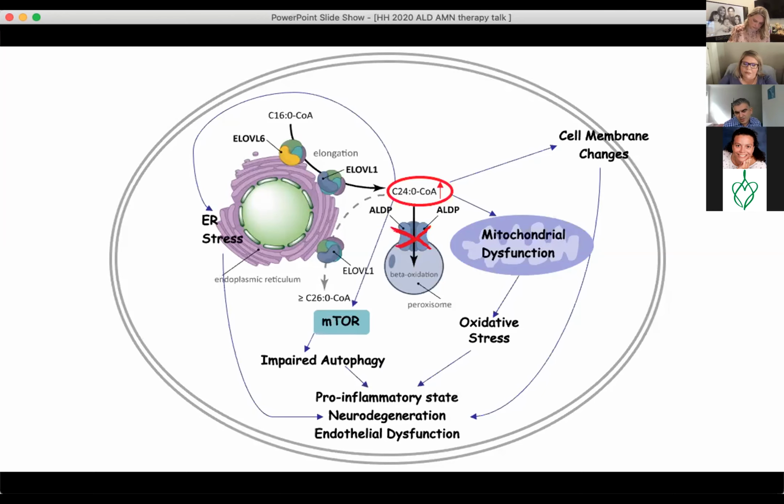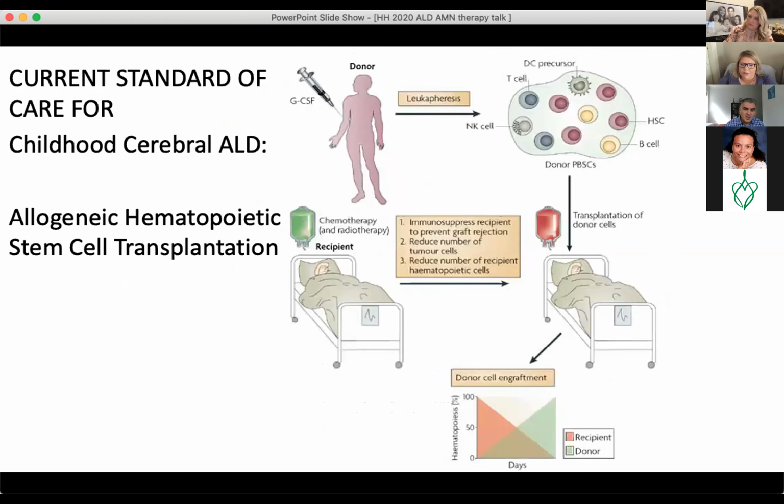Another pathway that's been recently looked at is the so-called autophagy and mTOR regulation that seems to be increased in this disease state as well. And so there's impaired autophagy. It's dysfunctional autophagy. So these are 4 pathways that can be targeted when you try to use therapeutics. But before we get into these, what is the current standard of care?